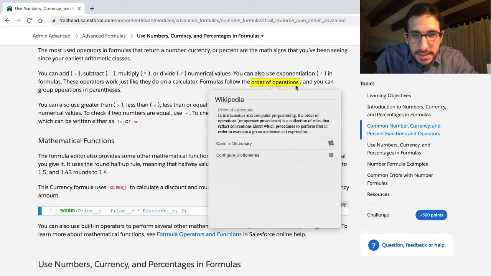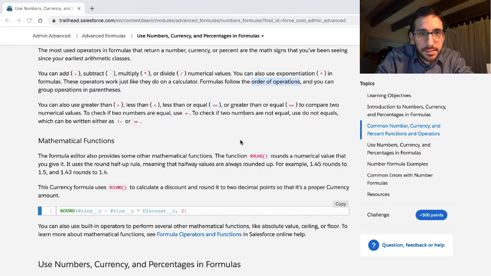In mathematics and computer programming, the order of operations is a collection of rules that reflect the conventions about which procedures to perform first in order to evaluate a given mathematical expression.